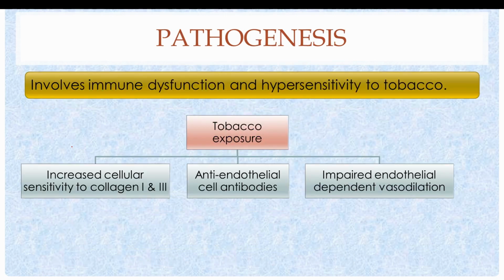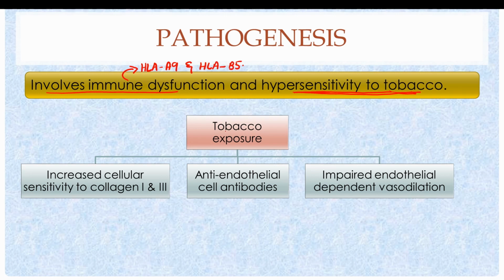Coming on towards the pathogenesis, Buerger's disease is rather poorly understood, but it is well established that it involves immune dysfunction and a delayed hypersensitivity reaction to tobacco extracts. The immune dysfunction is characterized by the presence of HLA-A9 and HLA-B5.